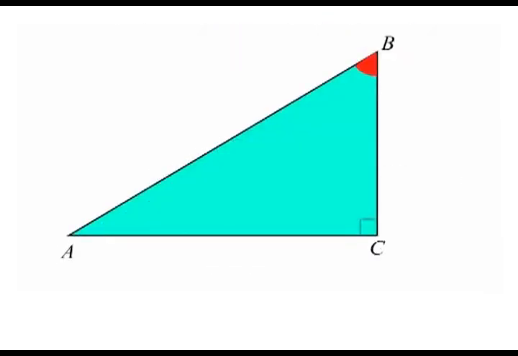If we are looking at angle B, we will name the sides with respect to that angle. Hypotenuse doesn't change, it's always opposite to the 90 degrees angle. But now, the opposite side is the one opposite to the angle in question. This is the opposite side with respect to angle B. That means this is the adjacent side.